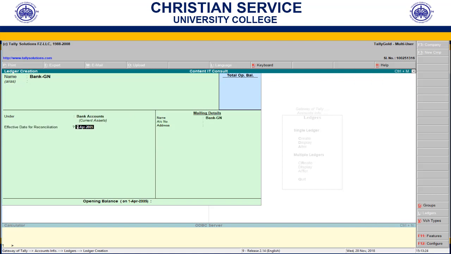It says the effective date for reconciliation is 1st April 2005. This means that for our bank reconciliation, we would be looking at the period between the 1st April 2005 to the end of the year. We accept this since it is the beginning of our financial year, it coincides with our financial year. We accept that and continue by pressing the key to accept.